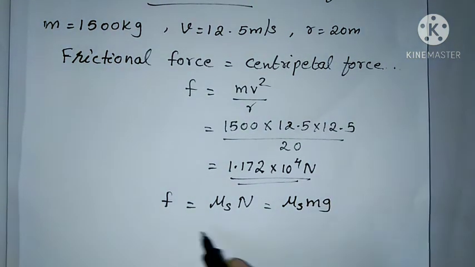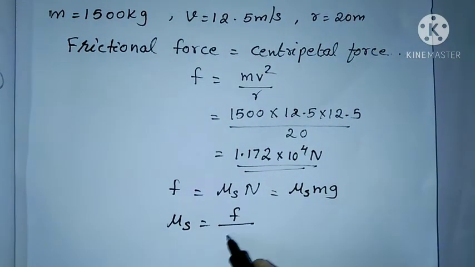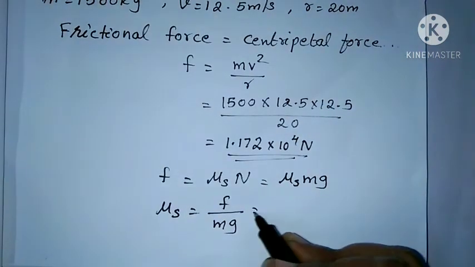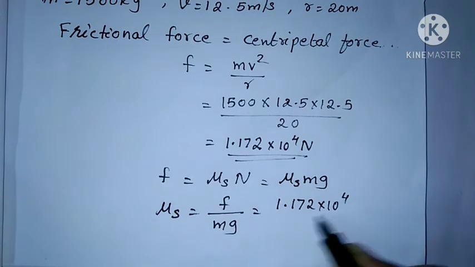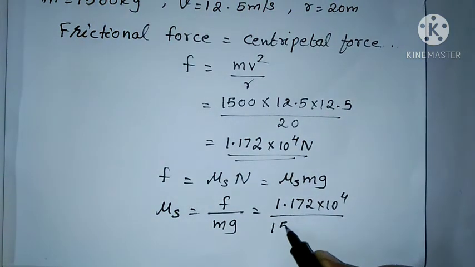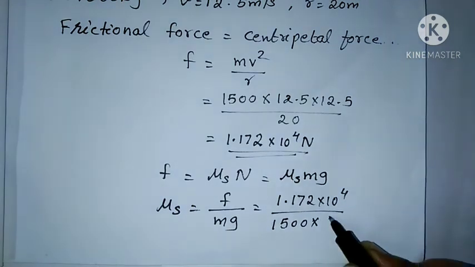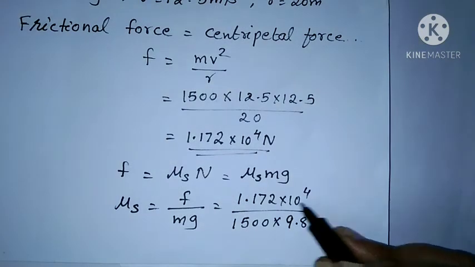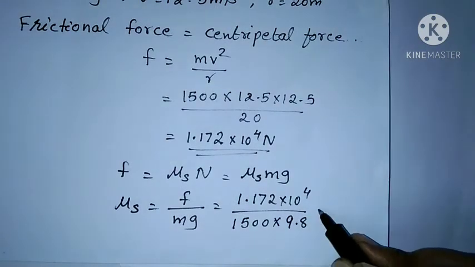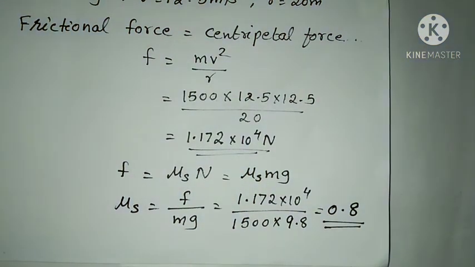So you know F, then you want to find mu s. So mu s equals F by mg. Then substitute the values: 1.172 into 10 raised to 4 divided by 1500 into, we can substitute 9.8 or 10 according to the ease of calculation. After substituting and dividing all these values, you will get the answer, coefficient of static friction 0.8. Clear?